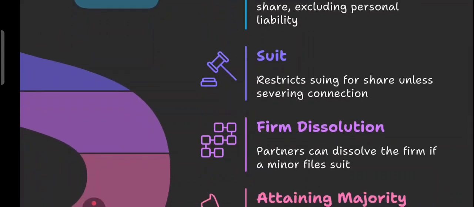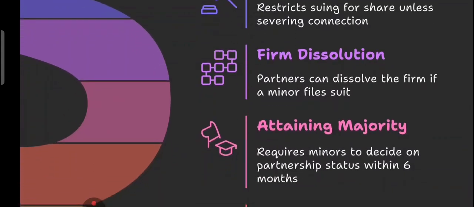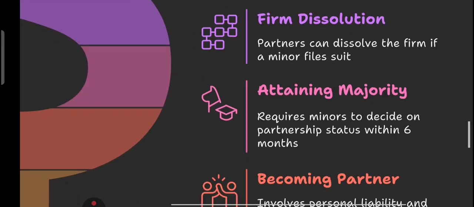And then we have firm dissolution. If a minor is a part of the firm, other partner can still dissolve it just like any other firm. Attaining majority. So when the minor turn 18, they have to decide within 6 months whether to become a full partner or not. They must give a public notice of their decision. मतलब कि 18 साल होने के बाद उन्हें डिसाइड करना है कि वो फुल पार्टनर होना चाहते हैं या नहीं होना चाहते हैं, और इसके लिए उन्हें पब्लिक डिसीजन देना पड़ेगा अगले 6 महीने में.